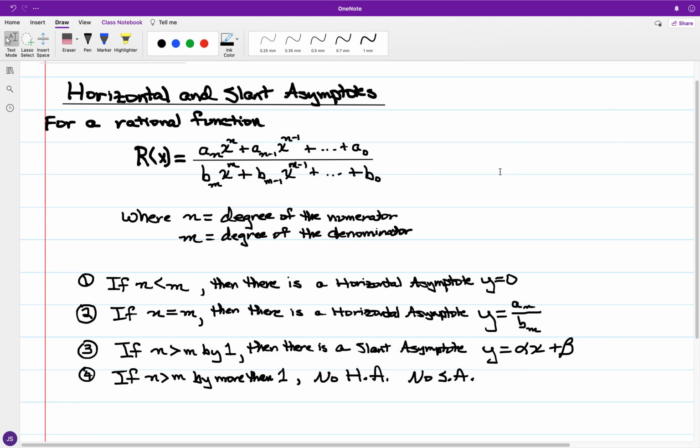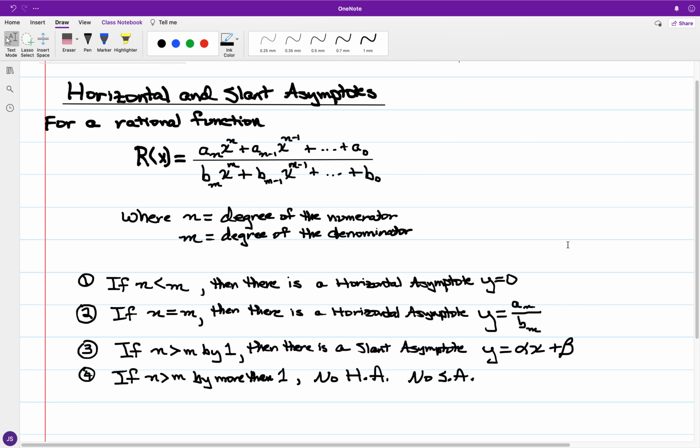And if we have that n turns out to be greater than m by 1 degree, we're going to have a slant asymptote, and this is going to be a line that's going to run diagonally, and it's going to be represented by the slope-intercept equation, which I happen to have in the form of y is equal to alpha x plus beta. And the reason I have those letters is that I've already used up the letters m and b. Otherwise, I would have y is equal to mx plus b.